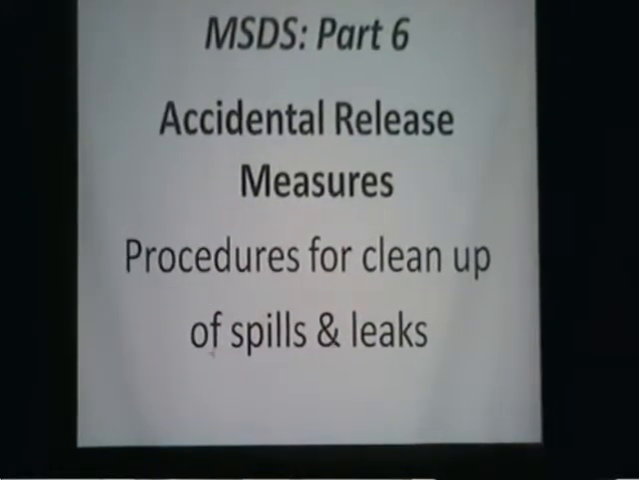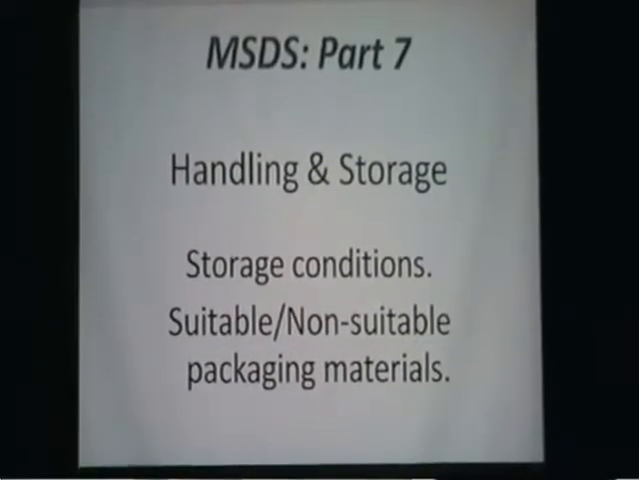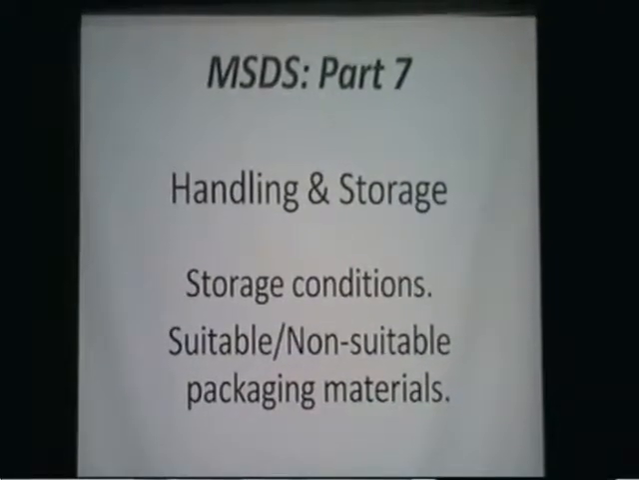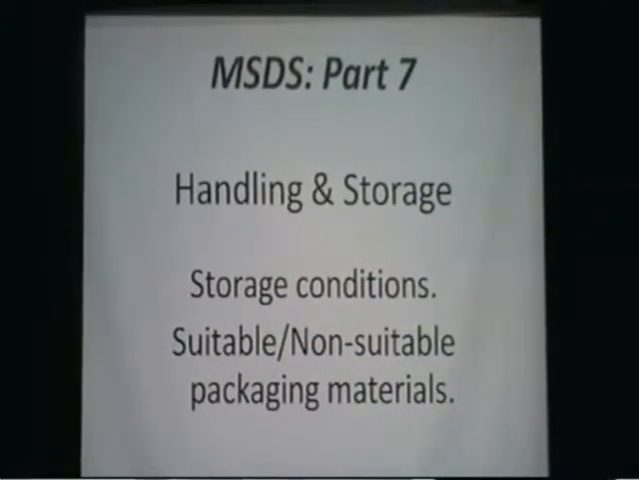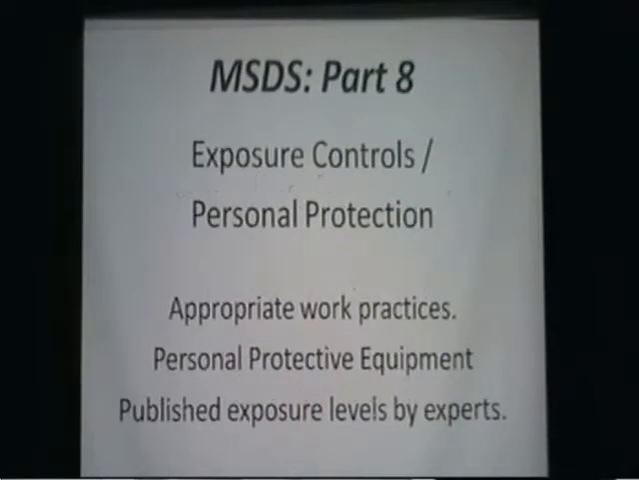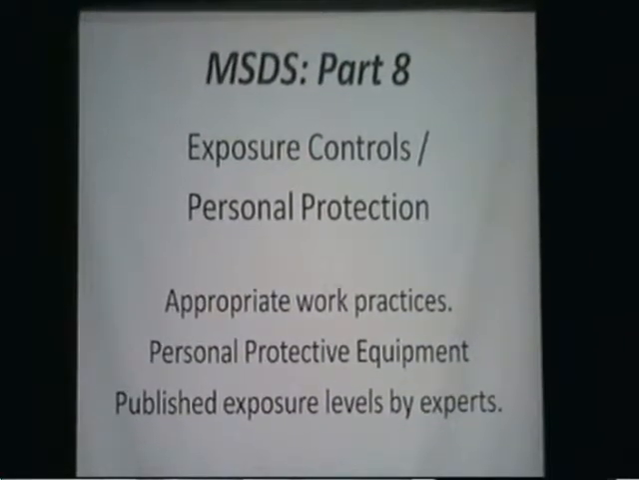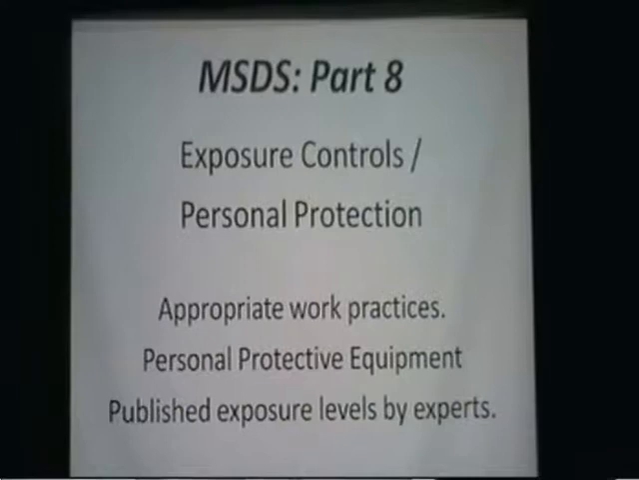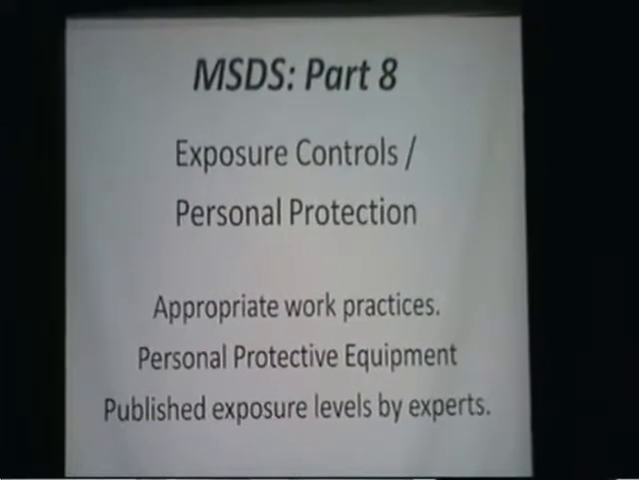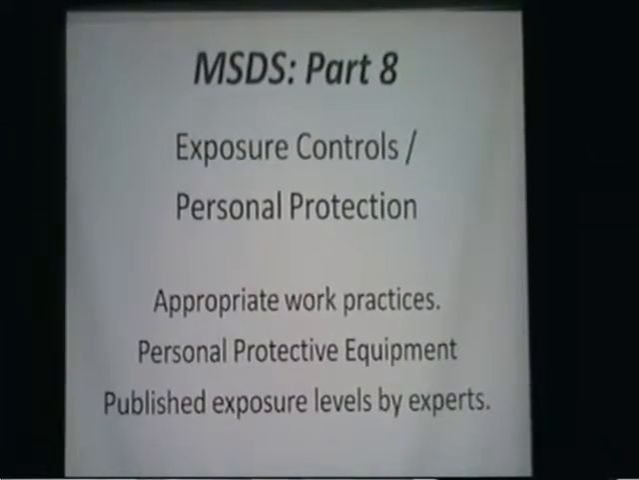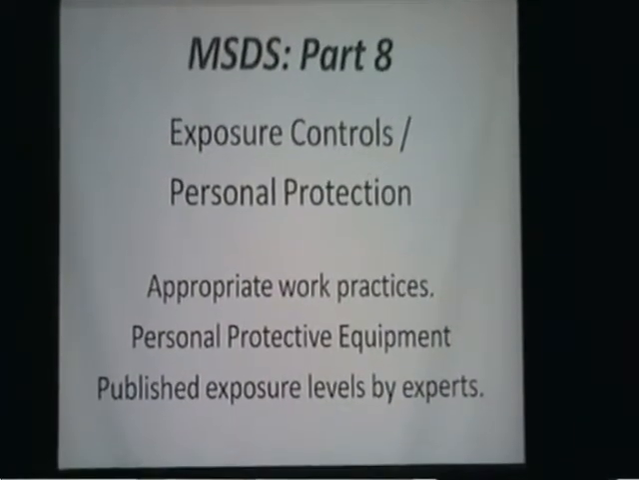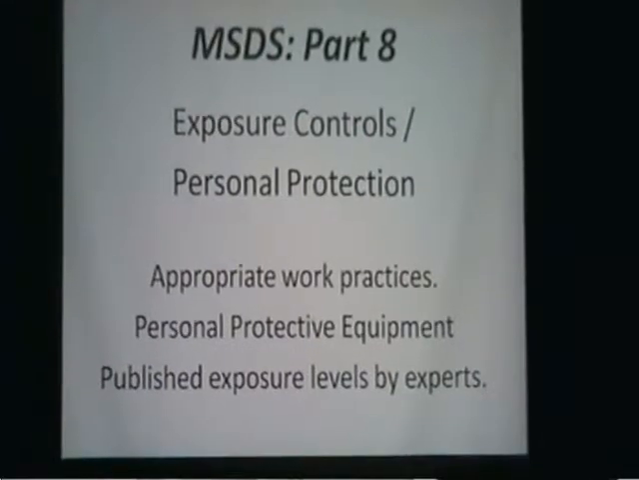That's Section 6. Number 7, handling and storage. It will tell you temperatures that are appropriate or inappropriate to store that material, what type of packaging material is appropriate or not appropriate for storing that material. That's Part 7 of an MSDS. In Section 8, you will find personal protective gear needed for that particular material. You will find things like, if a respirator is needed, what type of respirator is needed, is noise protection needed, is skin protection needed, what kind of skin protection is needed. All that is found in Section 8.